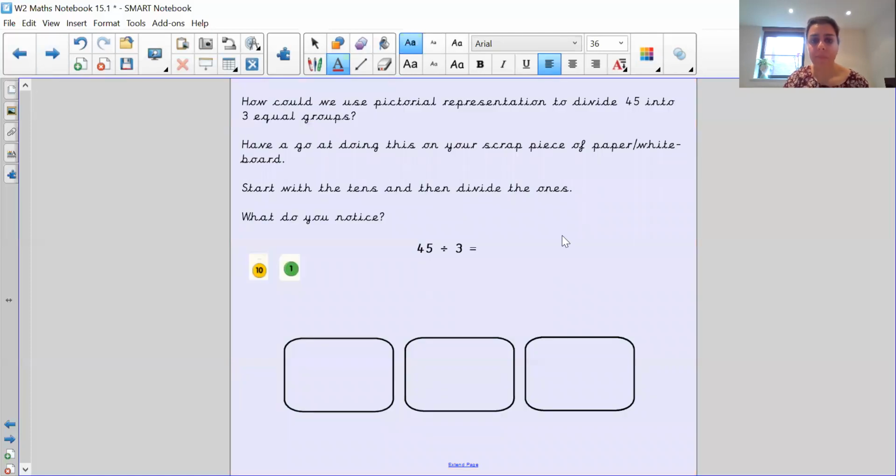So here it says, how could we use a pictorial representation to divide 45 into 3 equal groups? Have a go at doing this on your scrap piece of paper or whiteboard. So I've got 45 divided by 3. Now I'd like to pause the video and try to split 45 into 3 boxes. You can draw your tens and you can draw your ones and have a go at doing it and see what you notice. So you can start with your tens first and then divide your ones and see what you notice. So pause the video now.